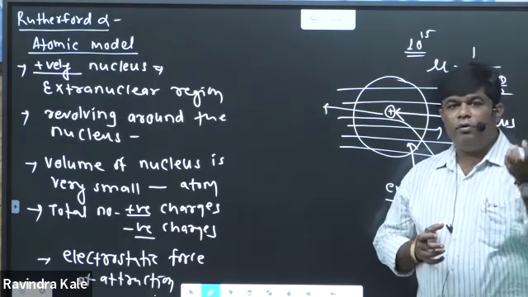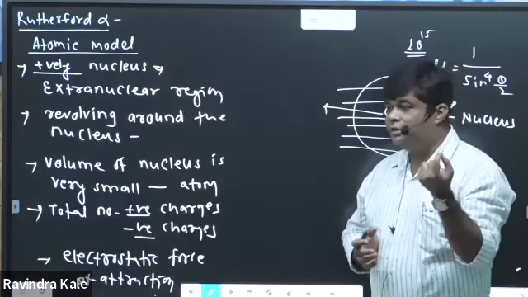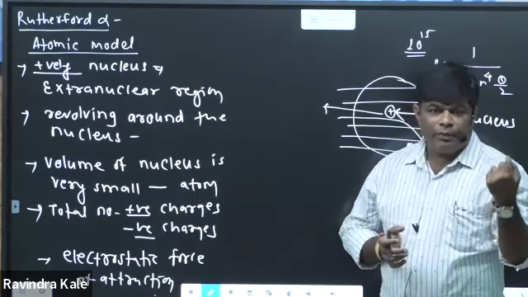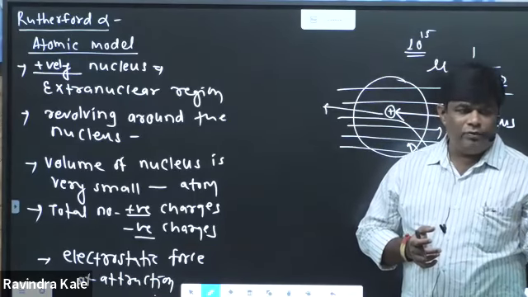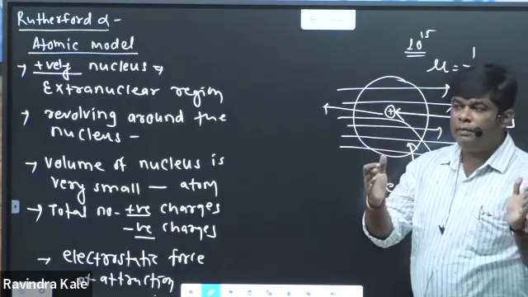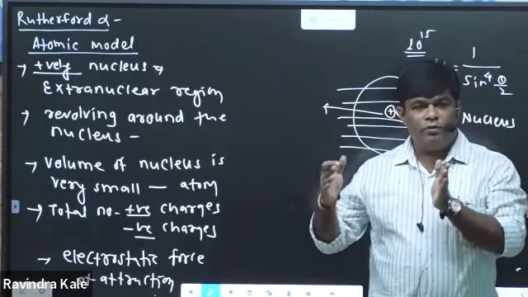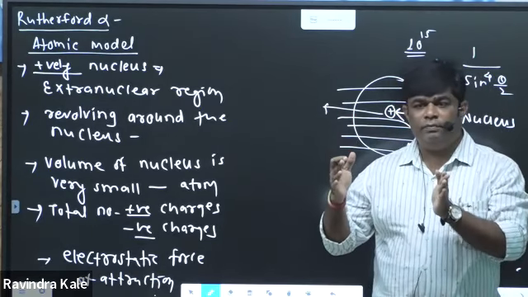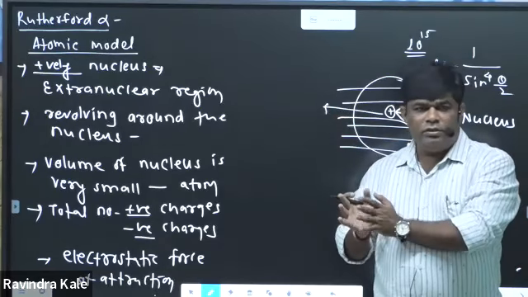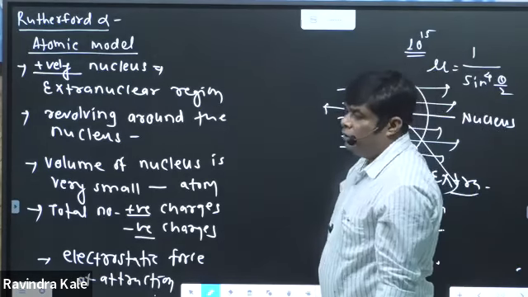When we talk about the atom, at the center there is the nucleus, which carries positive charge, and the surrounding extranuclear region contains electrons, which carry negative charge. In between this positive and negative charge there is a force of attraction, known as the electrostatic force of attraction, and due to this force the particles are held together in an atom. So this is the Rutherford atomic model, and these are its postulates.